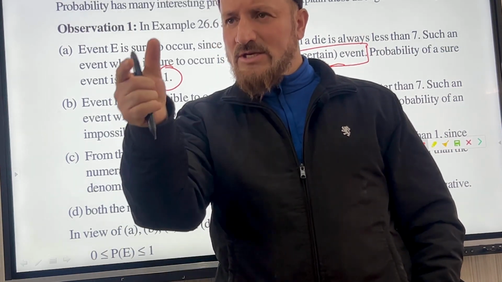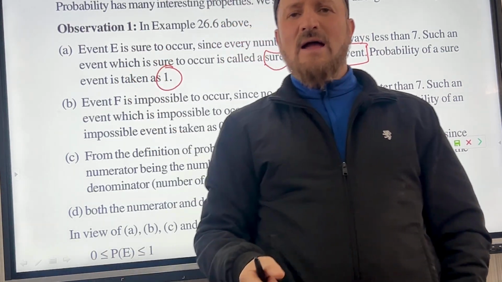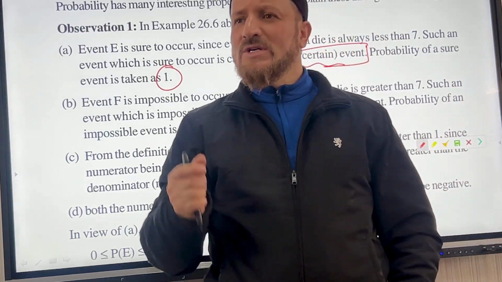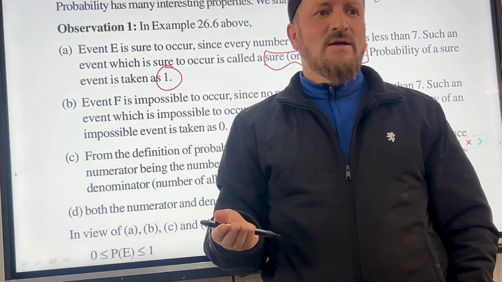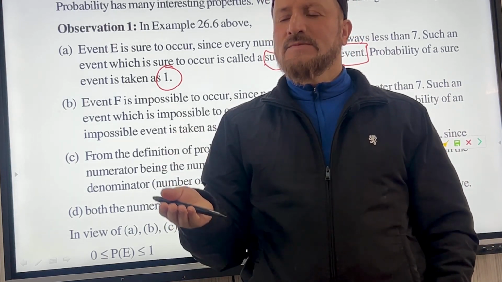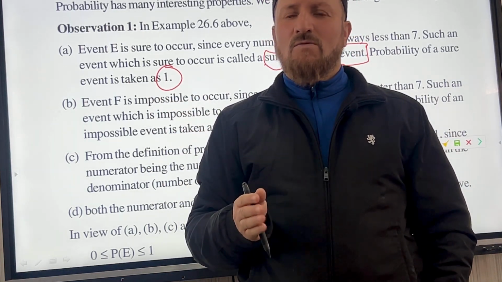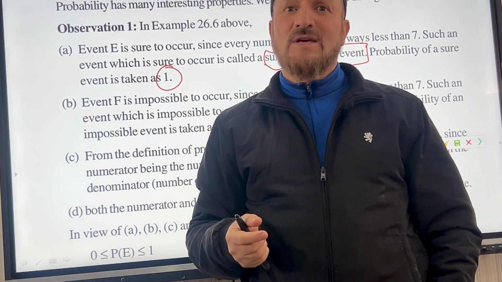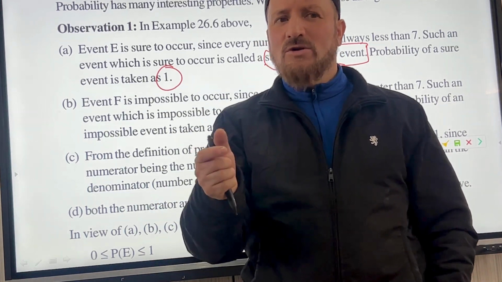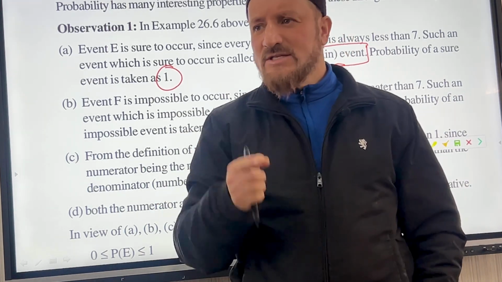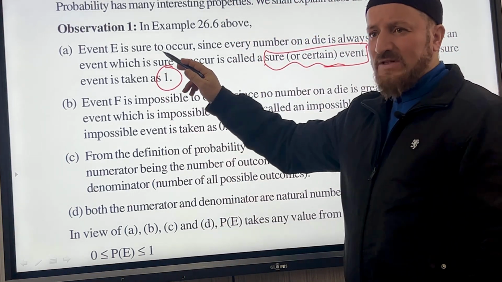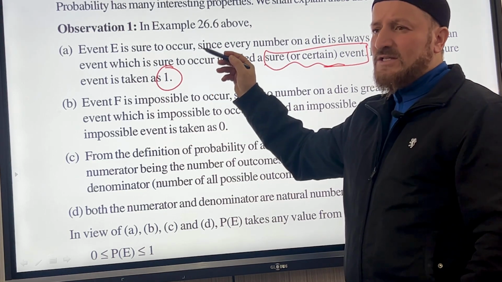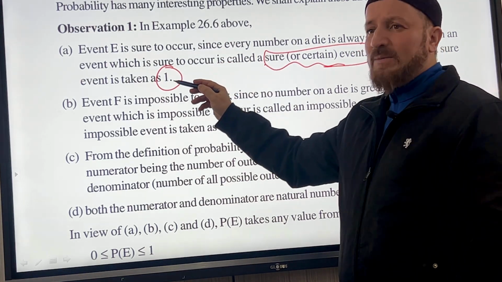If I am tossing a coin and I ask, what is the probability of head or tail coming? We know it will come, so it is 1. What is the probability of a king coming? A king cannot come because it's a coin, it's not a card. So that is 0. So when we are sure shot that an event will happen, the probability will be 1.